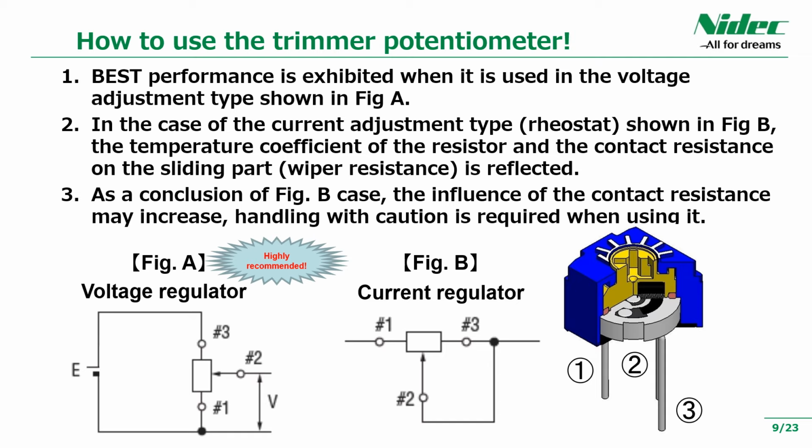If you use the voltage adjustment type, it will give you the best performance based on our long historical background. Figure A is highly recommended to use the trimmer potentiometer. In the case of the current adjustment type shown in Figure B, the resistance and sliding parts are reflected in the temperature coefficient of contact resistance. Also, as the resistance value becomes smaller, the influence of the resistance on the sliding part becomes relatively large, and it is definitely necessary to use it with caution.